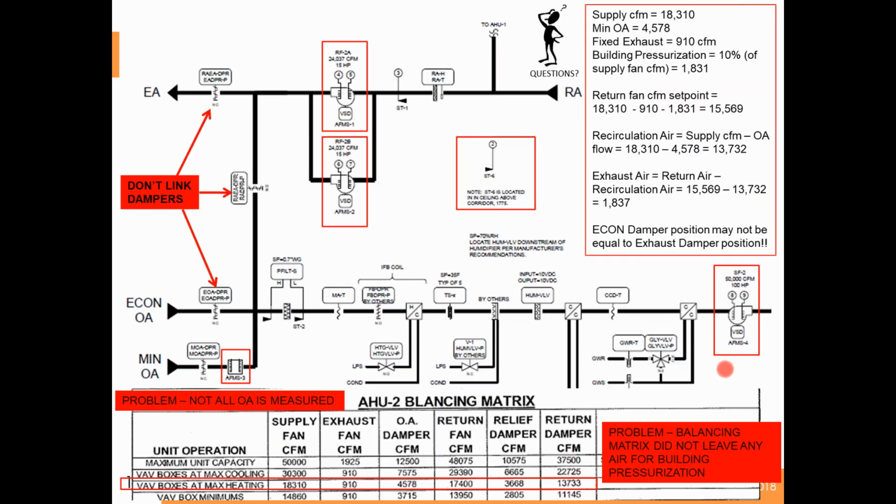Okay. The quick answer is, if you go through the math here on the right, what you're going to see is the example I'm using is we're in min OA mode. So this would be at 4578, which is the value on the table. We are not in economizer mode. In this example, I'm using this data here on the right. We're not in economizer. This damper would be closed.